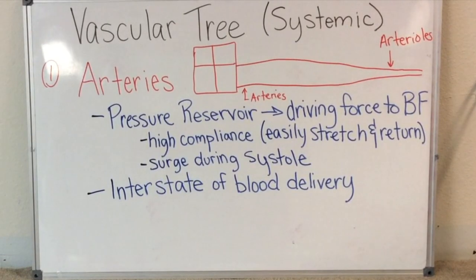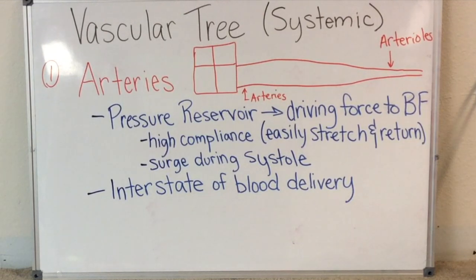The first branch of the vascular tree is the arteries. The arteries serve as a pressure reserve. They act as a driving force to the blood to ensure that blood flow is able to reach all the way back to the heart. They are highly compliant. This means that they are easily stretched and are able to return back to their original shape. This high compliance is necessary due to the alternating contraction and relaxation of the heart.